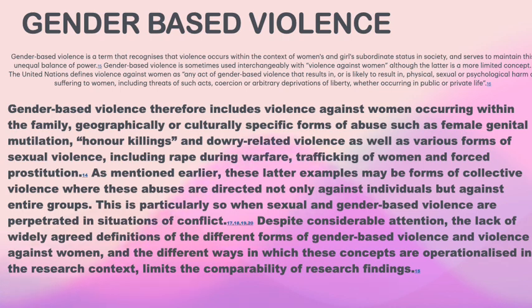Gender-based violence. Gender-based violence includes violence against women occurring within the family, geographically and culturally specific forms of abuse such as female genital mutilation, honor killing, and dowry-related violence, as well as various forms of sexual violence, including rape during warfare, trafficking of women, and forced prostitution. As mentioned earlier, these latter examples may be forms of collective violence, where these abuses are directed not only against the individual, but against the entire group. This is particularly so when sexual and gender-based violence are perpetrated in situations of conflict.